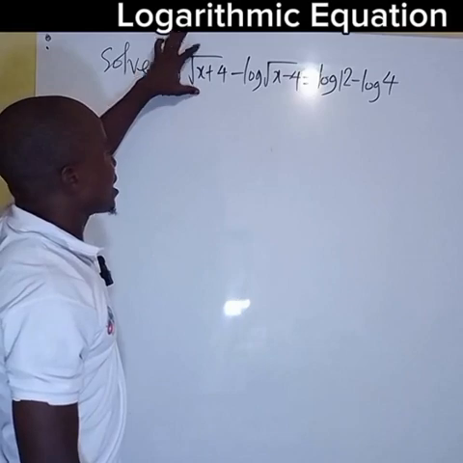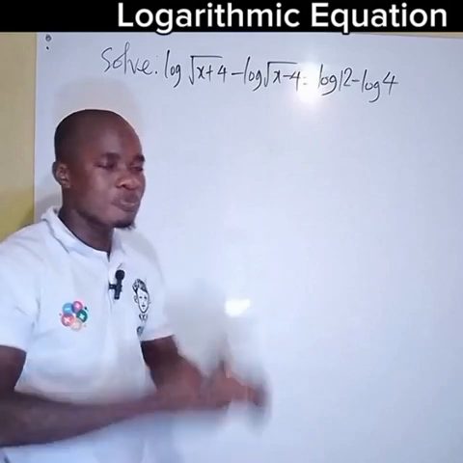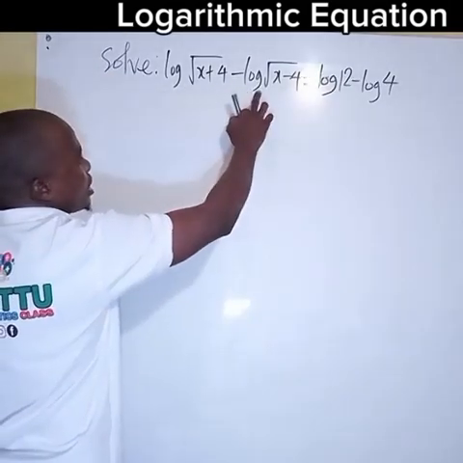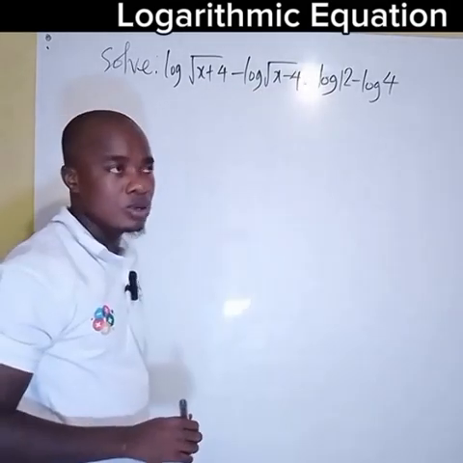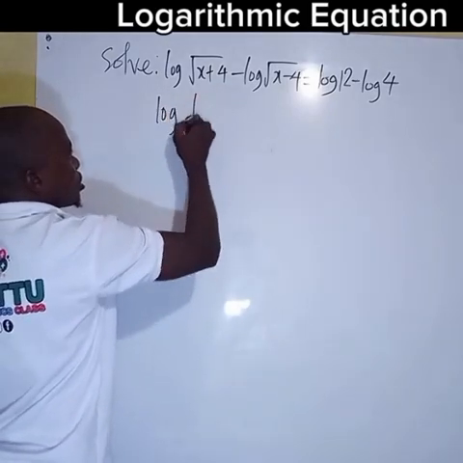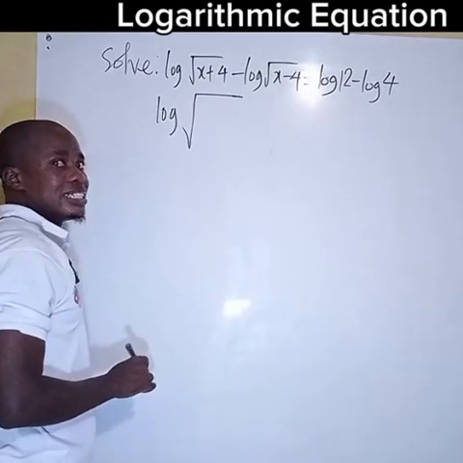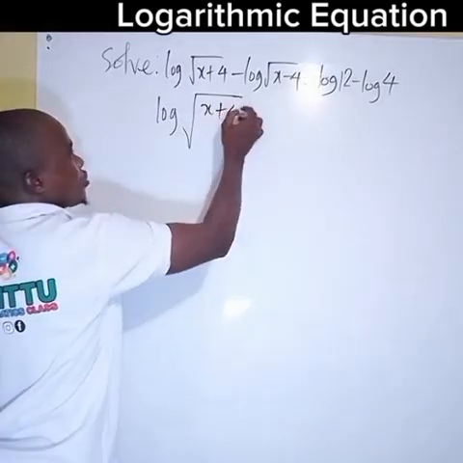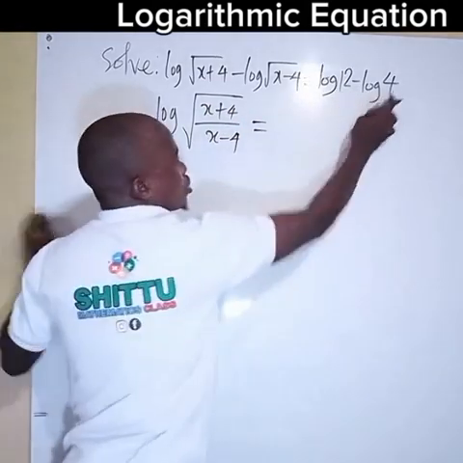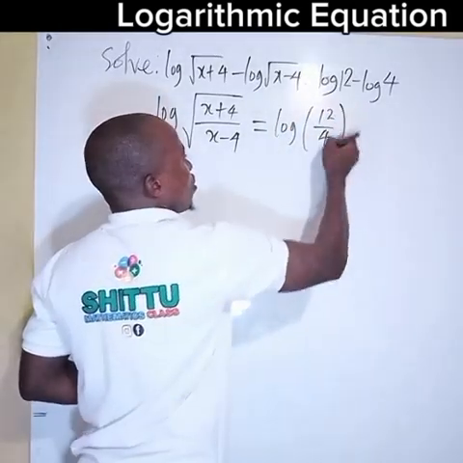Hello viewers, another logarithmic equation: log of root x plus 4 minus log of root x minus 4 equals log 12 minus log 4. This is very simple. Since we have division here and the bases are the same, we can use the division law of logarithms. So it's going to be log of the root of x plus 4 divided by x minus 4, equals log of 12 over 4.